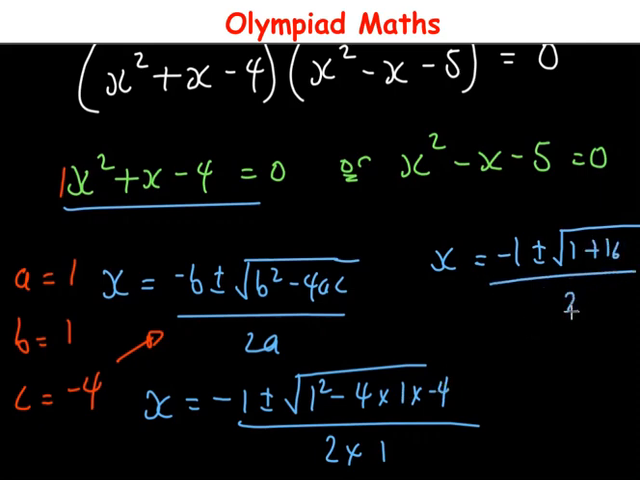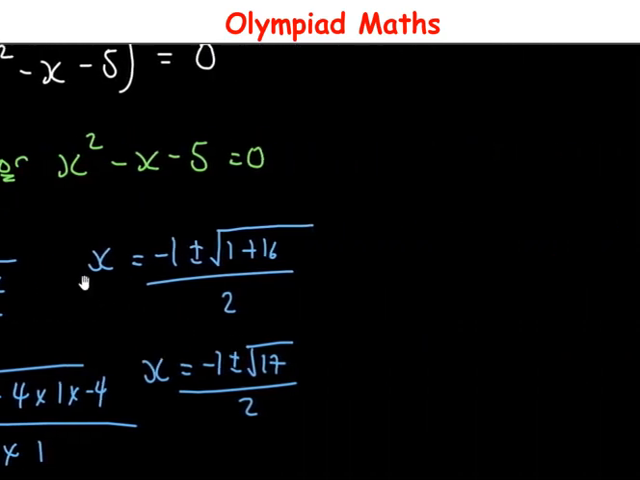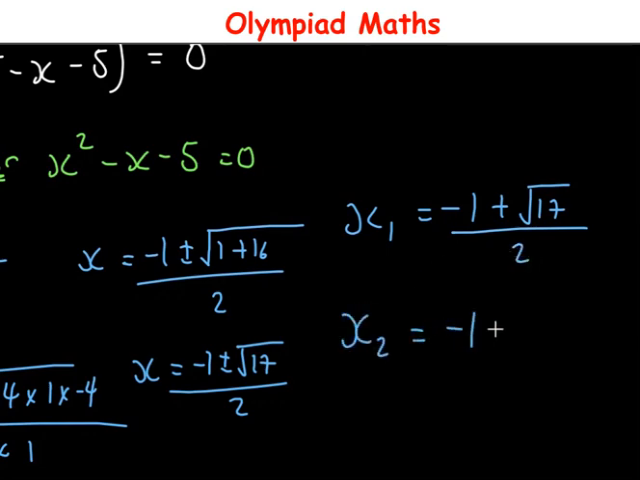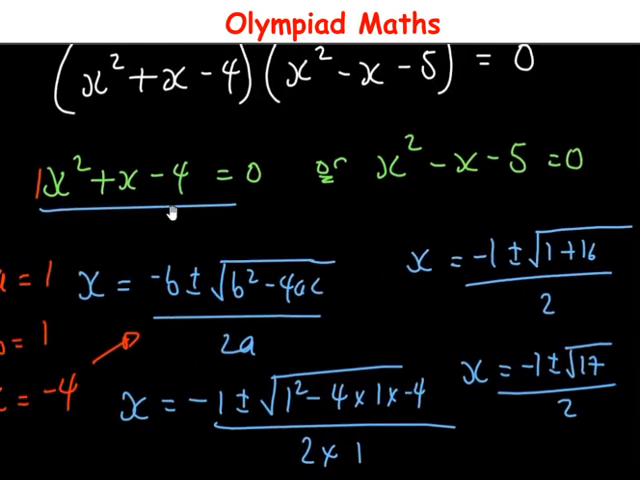All over 2 times 1 is 2. So x equals minus 1 plus or minus root 17 over 2. And with this, we have the first solution of x equals minus 1 plus root 17 over 2, and the second solution of x equals minus 1 minus root 17 over 2. So these are the first two solutions for the value of x from this first equation.